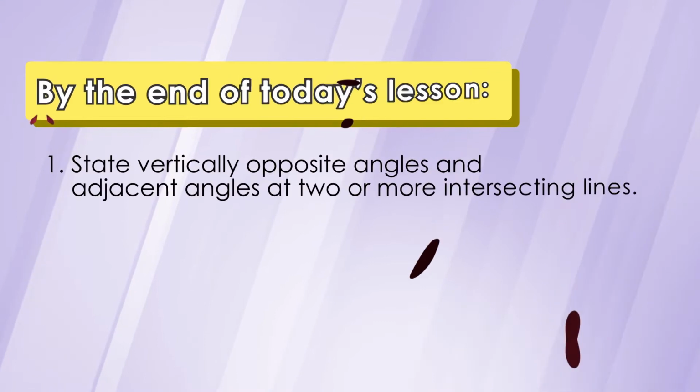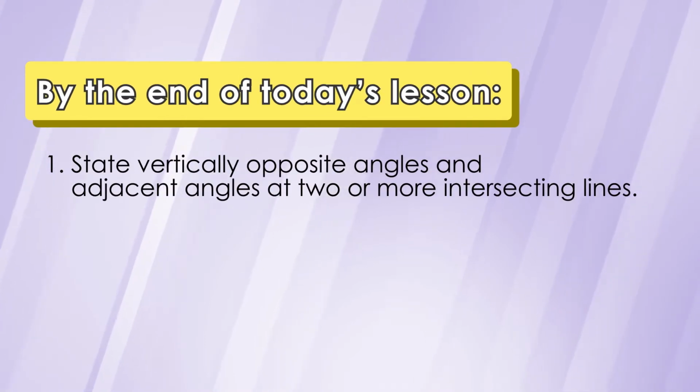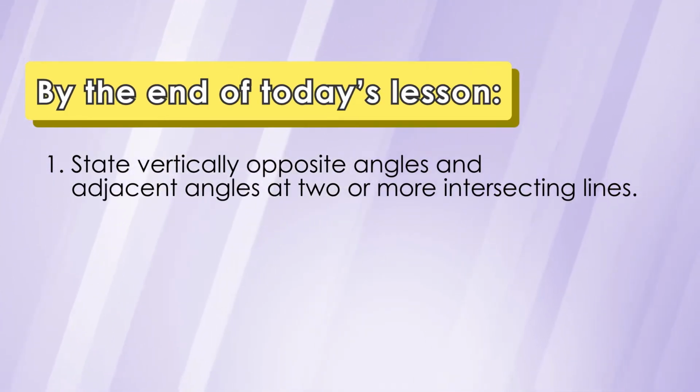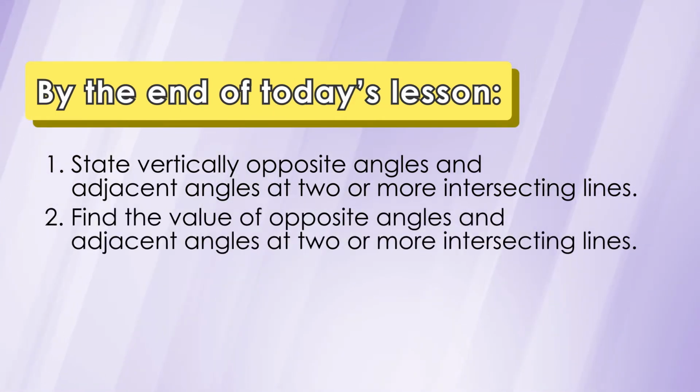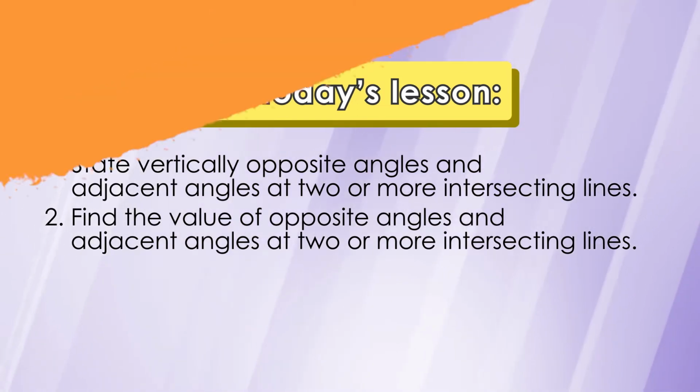By the end of today's lesson, you should be able to state vertically opposite angles and adjacent angles at two or more intersecting lines, and find the value of opposite angles and adjacent angles at two or more intersecting lines.